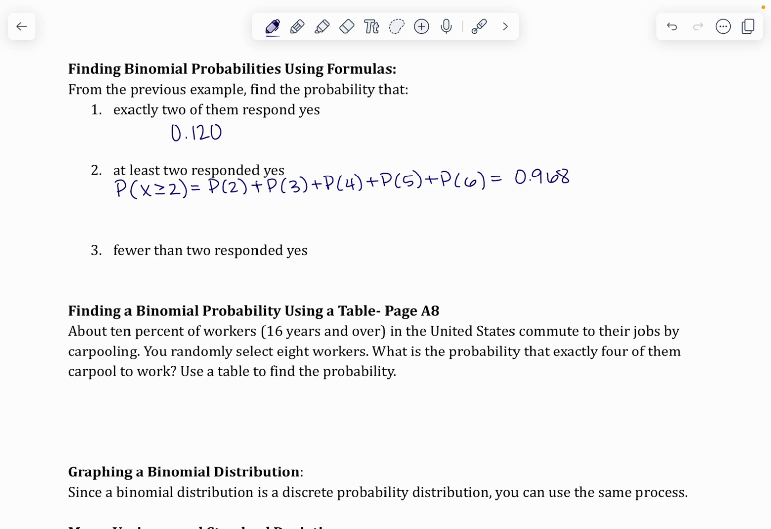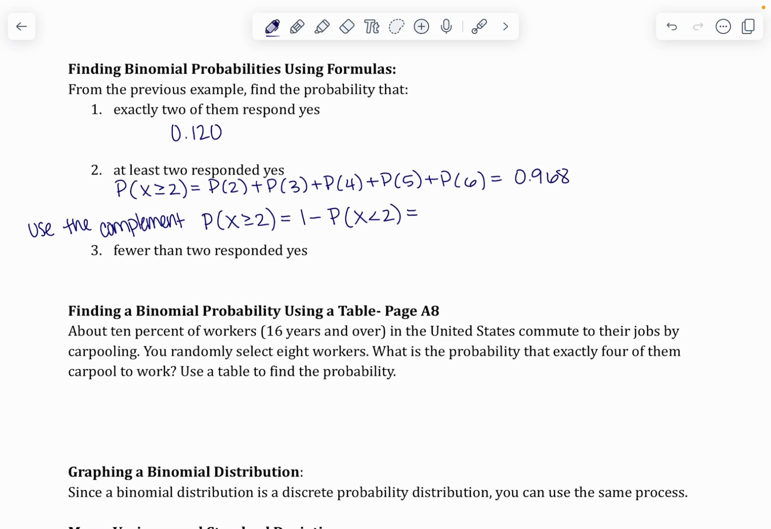The other thing you could do, this one wasn't so bad because our n was 6, but if our n was 20, we would be adding for a while. So we can also use the complement, which is like the backwards. So the probability that x is greater than or equal to 2 would be 1 minus, okay, so instead of being greater than, we have to be less than, and we were equal, so we're going to take off the equal. So we could also do 1 minus the probability that x is less than 2.